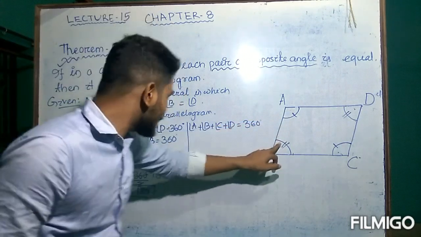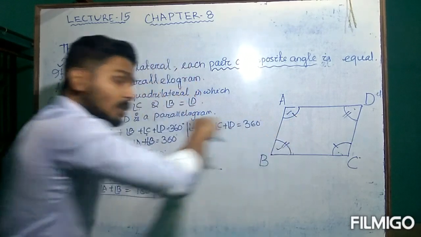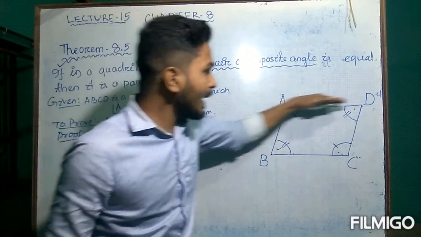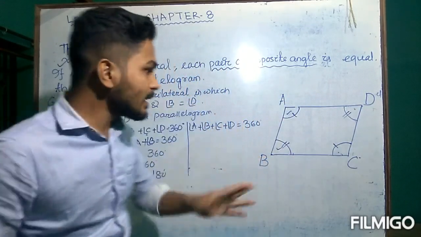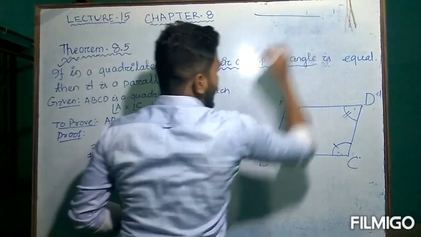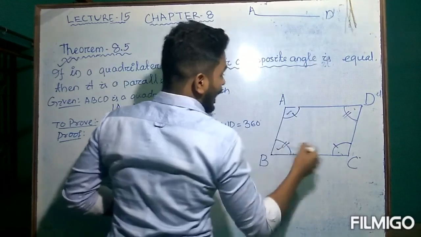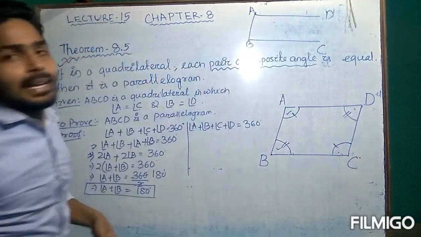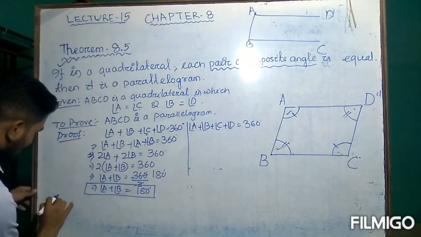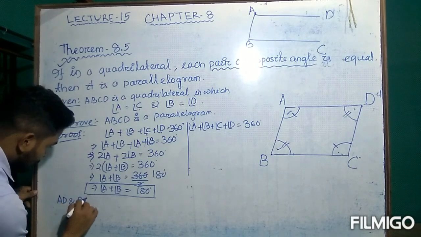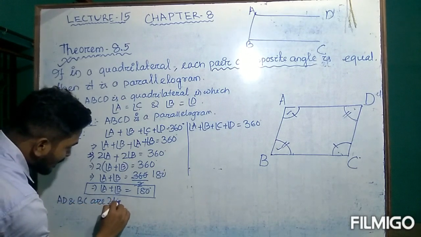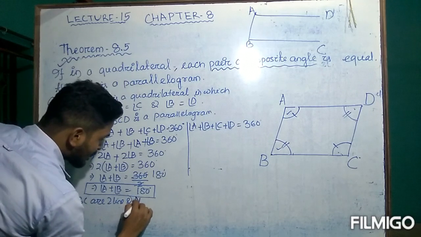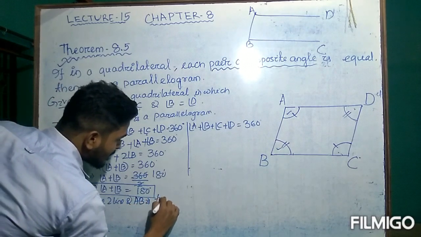That means this angle plus this angle is equal to 180 degrees. Now consider that AD and BC are two lines, and AB is a transversal line. Let's say this is AD and this is BC, and AB is a transversal line. So let us write it here: AD and BC are two lines and AB is a transversal.